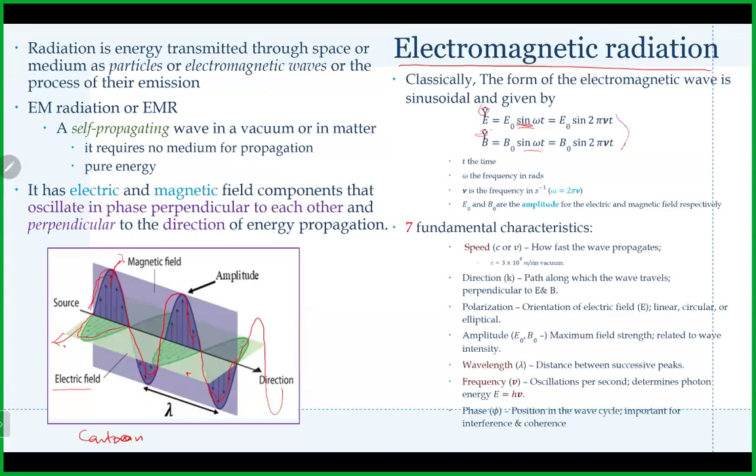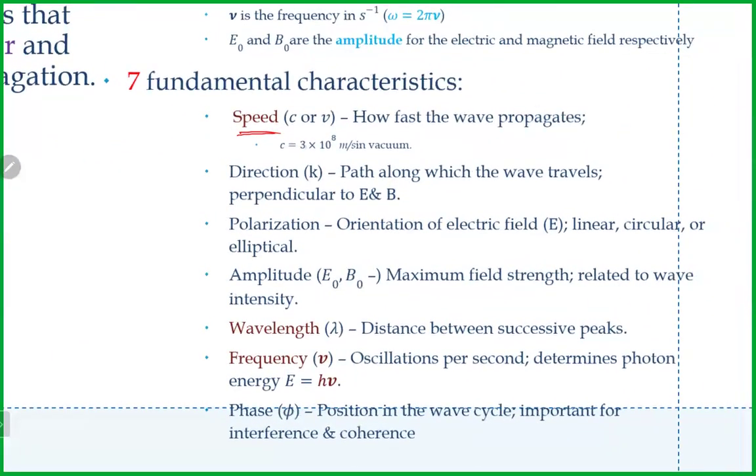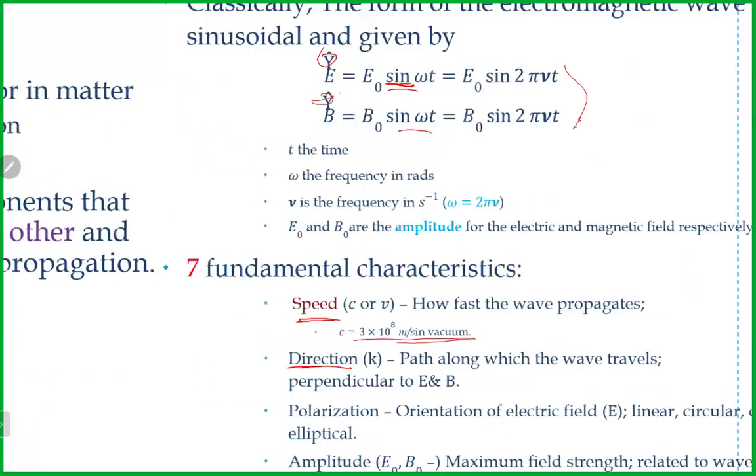Important qualities that matter to us in spectroscopy: these 7 fundamental characteristics. The speed of the electromagnetic wave, we said that it can move in vacuum. The speed varies if you go into another medium. Now, the direction is also an important component, because once the direction changes, some properties also change.